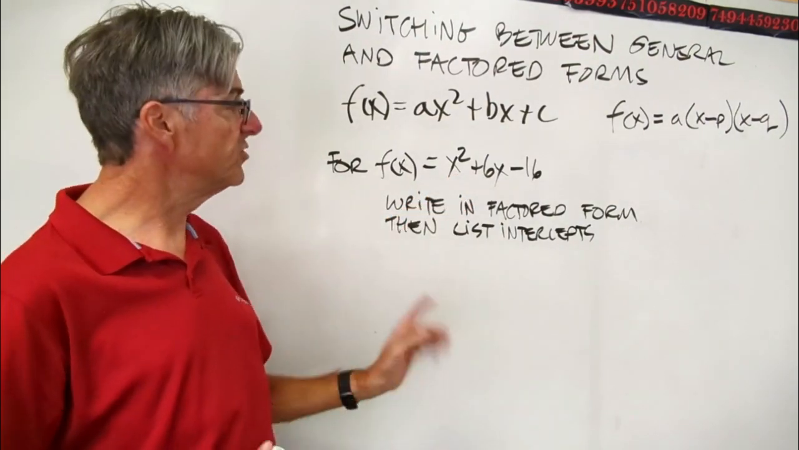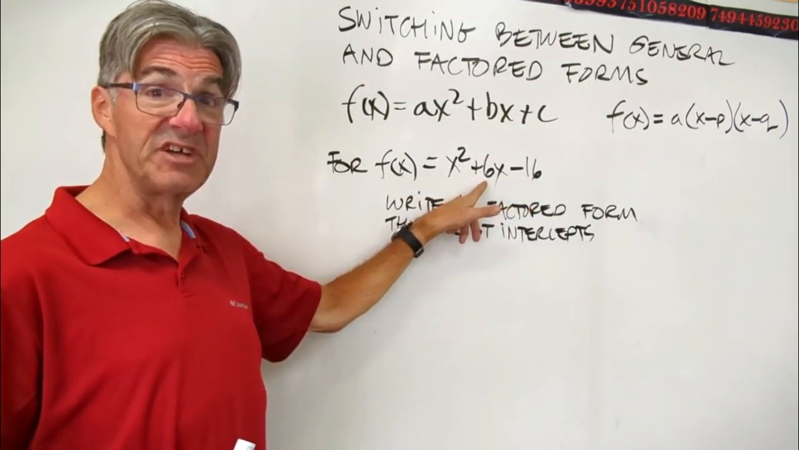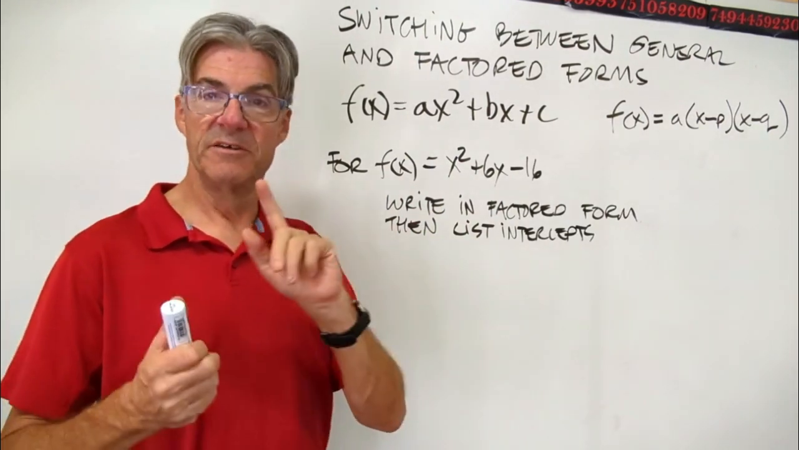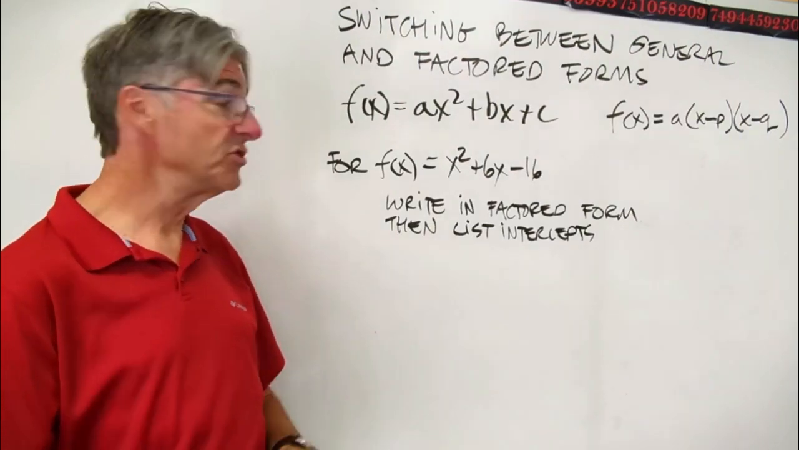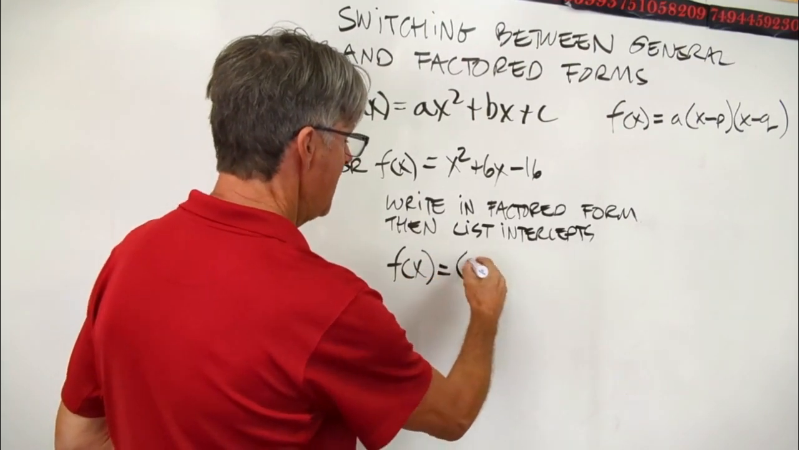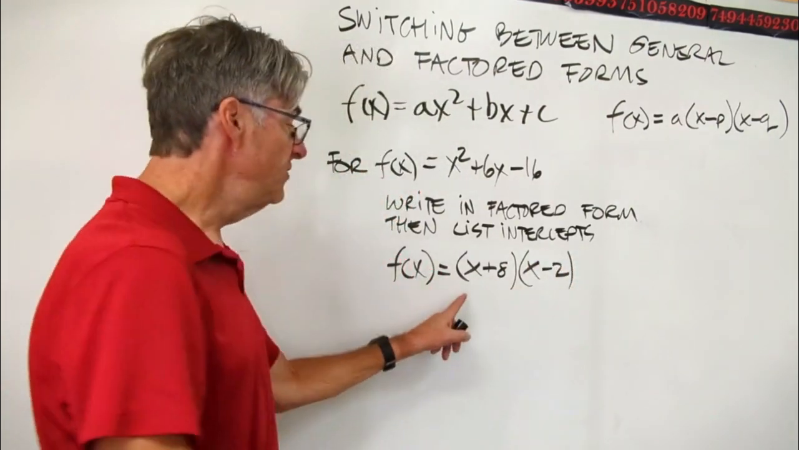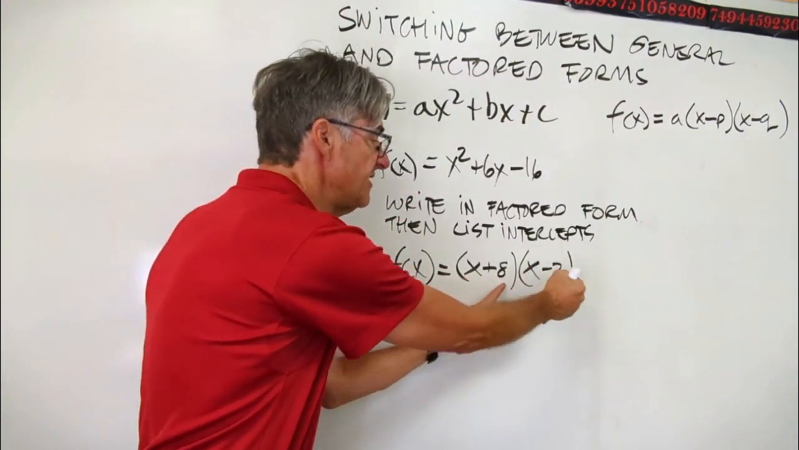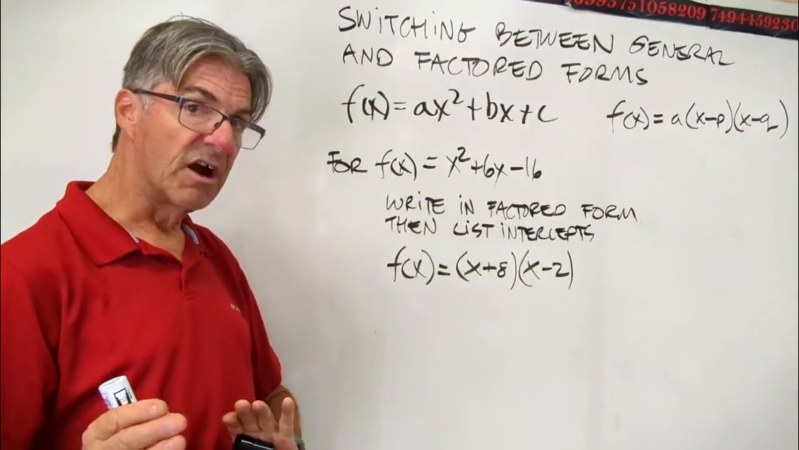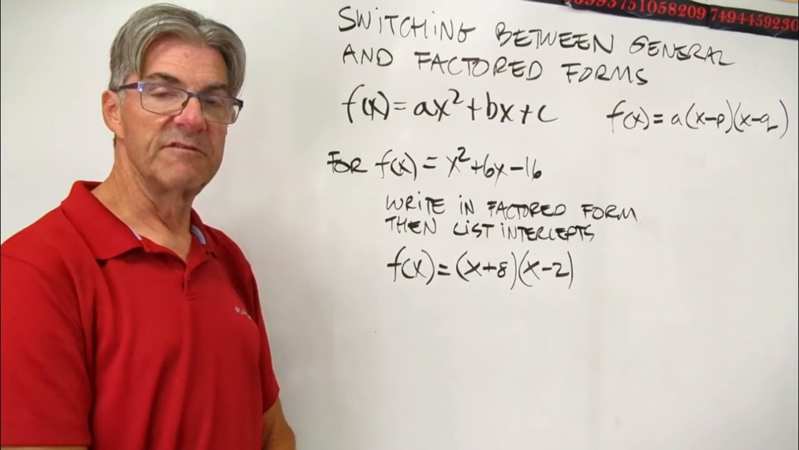And so what we do here is we look for 2 numbers that multiply to negative 16, but add up to positive 6. Those numbers are 8 and negative 2. So what we get is f of x equals (x plus 8)(x minus 2). Now, if you FOIL this, first, outside, inside, last, and combine the middle terms, you're going to get back to this. So we're going to spend a little more time later on that, but right now, this is your basic factoring technique, takes you all the way over to factored form.